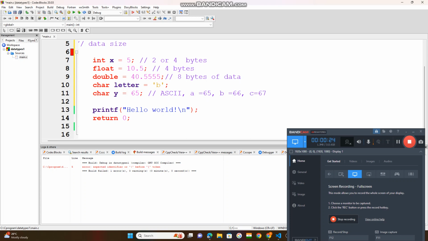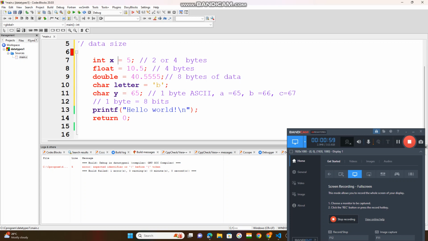So char is 1 byte. Try to understand all these. 1 byte is equal to 8 bits, which means this char is capable of storing 8 bits.